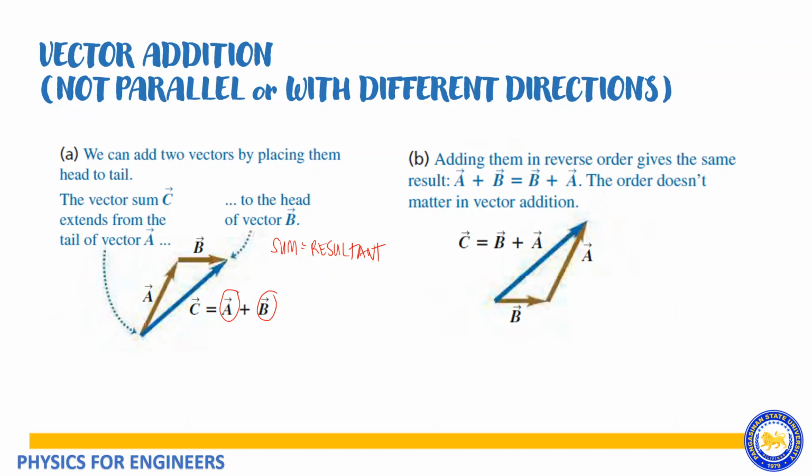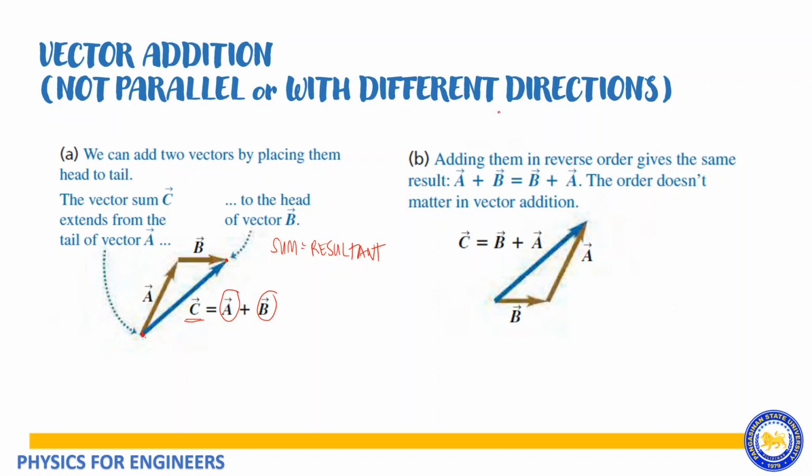Yung resultant nila is from the initial position to the final position. So, from tail ng vector A to the head ng vector B, yan yung tamang direction at tamang magnitude ng resultant or yung vector C.